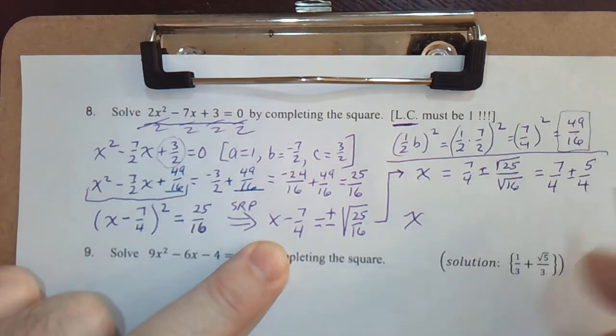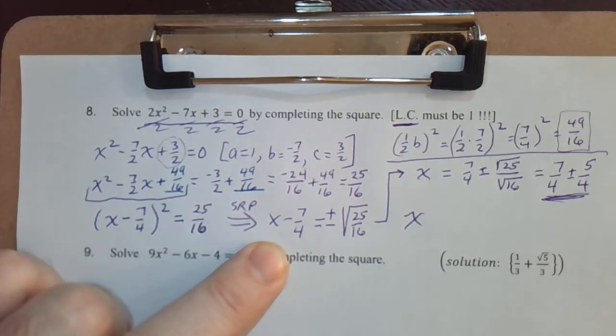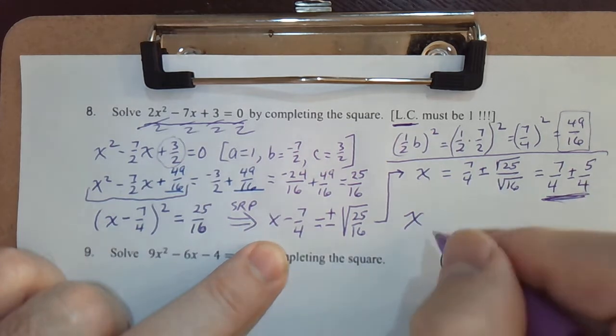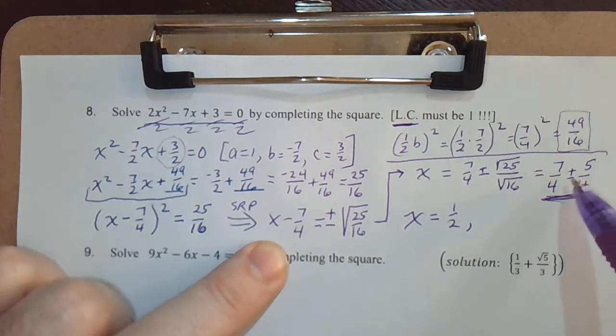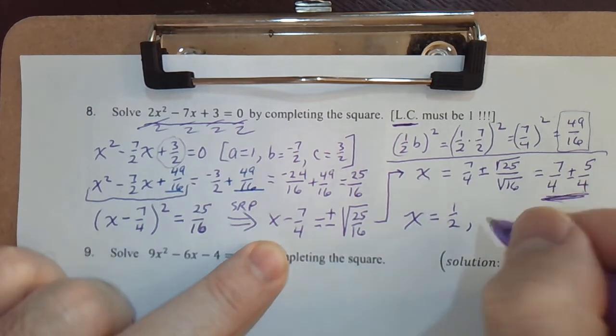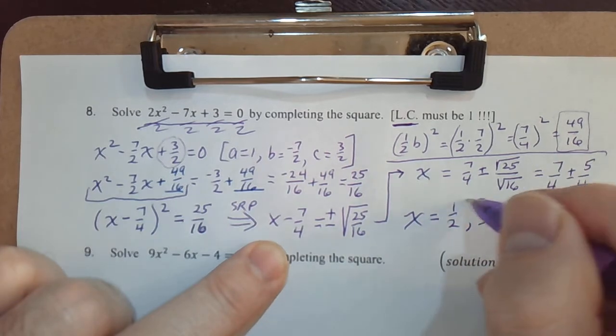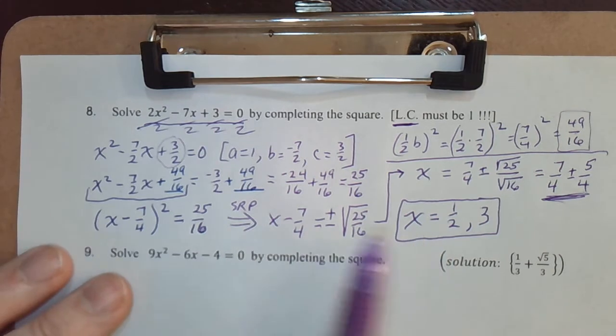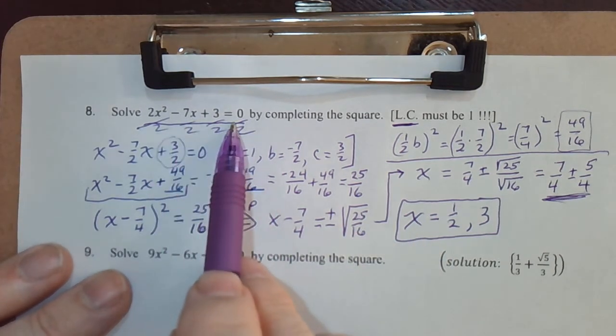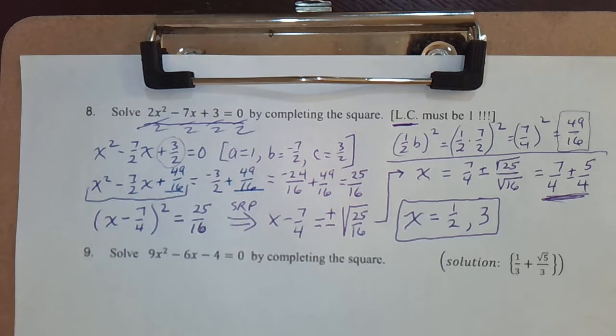And I'll write the final answer by simplifying this. Let's do the minus first. 7 over 4 minus 5 over 4 is 2 over 4. Well, that's 1/2. And then when we add, we get 7 over 4 plus 5 over 4. 7 plus 5 is 12. 12 over 4. Well, that's equal to 3. These are the two solutions to this quadratic equation, and we obtained it by completing the square.